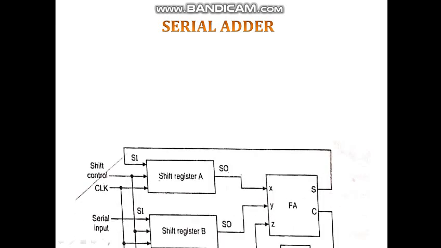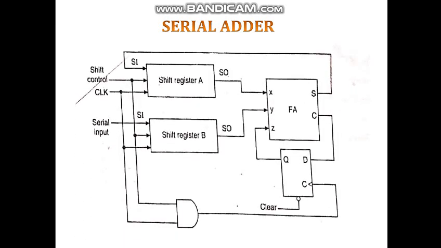Before discussing the serial adder, first we try to look at it. First we see the constructional diagram of the serial adder, because from that diagram your basic concept should be clear. In the constructional diagram, we find that different components are used: two shift registers, and along with them one full adder with a D flip flop and certain logic gates.